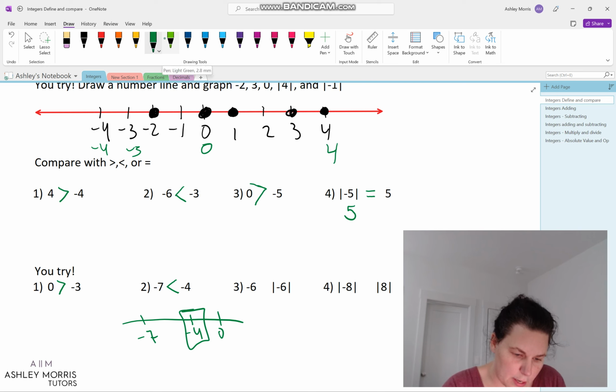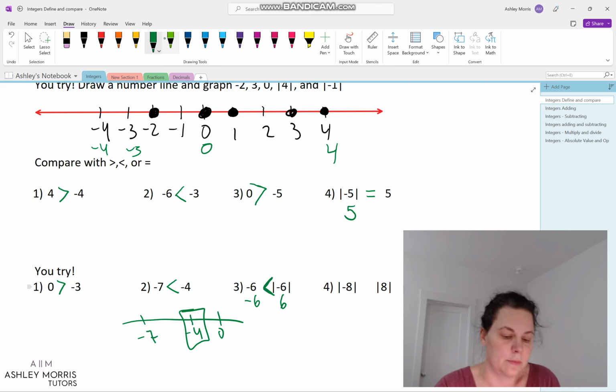Number 3, -6, and then the absolute value of -6 is +6. So that's the bigger number. Positive is always going to be bigger than a negative. Having money is always better than owing you money. And then number 4, they're both absolute value. Absolute value of -8 is 8. Absolute value of 8 is 8. So those are equal. That's why it's important to write them down before you start trying to compare. Get rid of the absolute value to make sure you know what's going on.